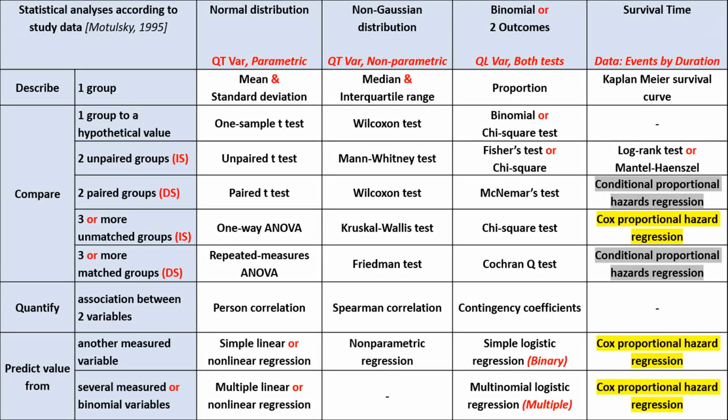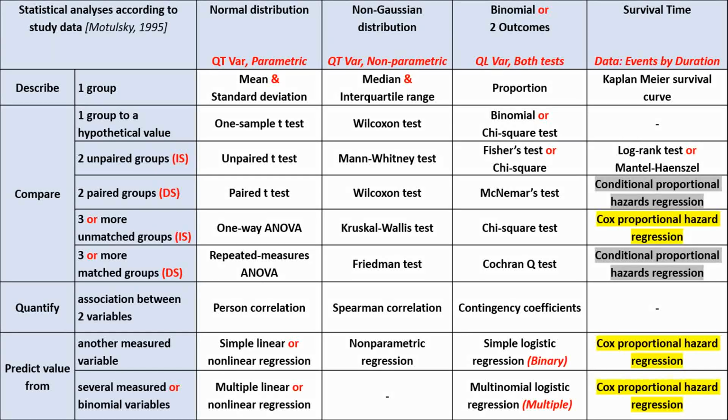In addition, to compare a group to a hypothetical value, we use one simple t-test for quantitative variables normally distributed, and we use its equivalent Wilcoxon test for quantitative variables which don't follow a normal distribution. However, for data with two outcomes, we use binomial or chi-square test. We apply the same technique to read the rest of this table.